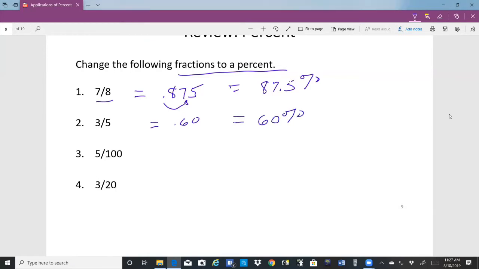For 5 over 100, you get 0.05, which is equal to 5%. For 3 over 20, you get the decimal form is 0.15. Move the decimal place over 2, and you get 15%.